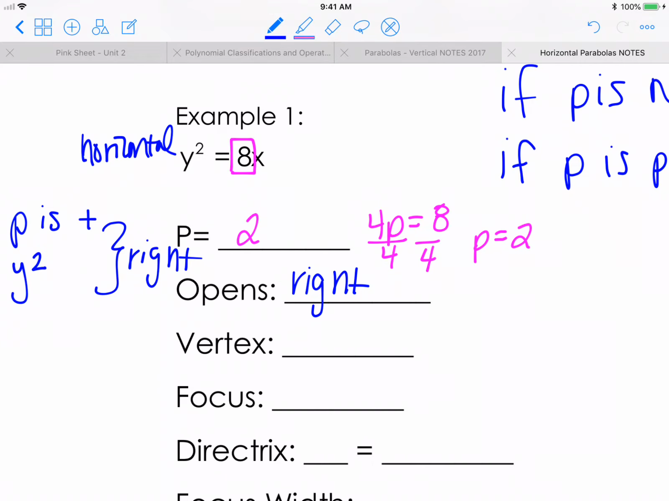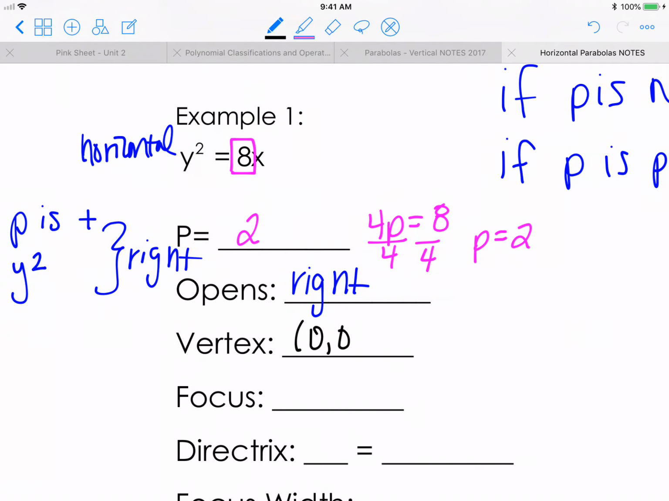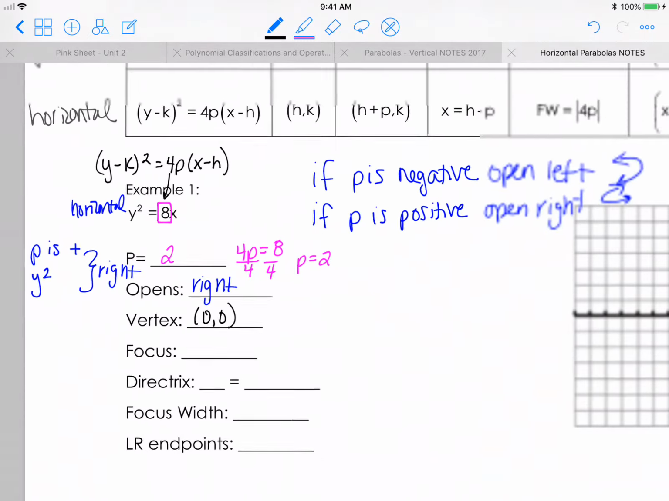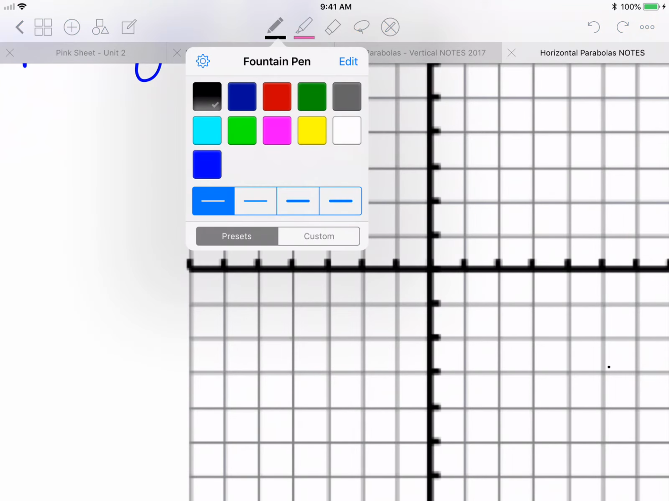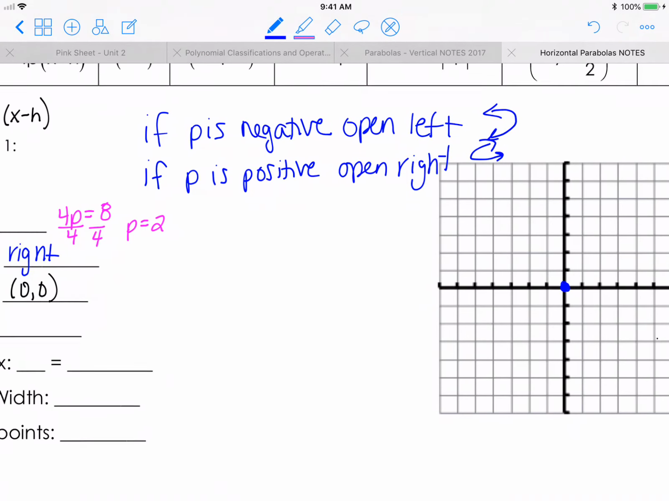Okay? So our vertex on this one is going to be 0, 0. There's nothing with the y and there's nothing with the x. Remember that 8 doesn't count. It's like this. Y minus k squared is equal to this 4p. So that 4 or that 8 represents that 4p. Parentheses x minus h. So that's kind of your standard form. So now let's go ahead and graph that vertex. Maybe we should choose a different color. Let's do blue. 0, 0.